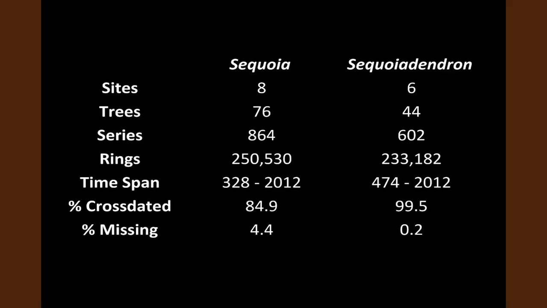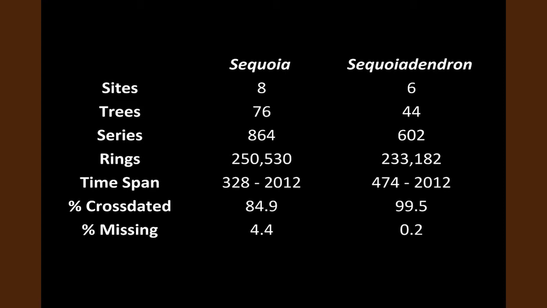In total, we successfully cross-dated these species, these trees for our sites. We can see the sites, total number of trees, 76 for coast redwood, 44 for giant sequoia, over 1,500 series. So a core goes in, and if it goes beyond the pith, that's another series. As I had mentioned, we have nearly 500,000 rings quantified. Our oldest core for coast redwood goes back to the year 328, and 474 for giant sequoia.